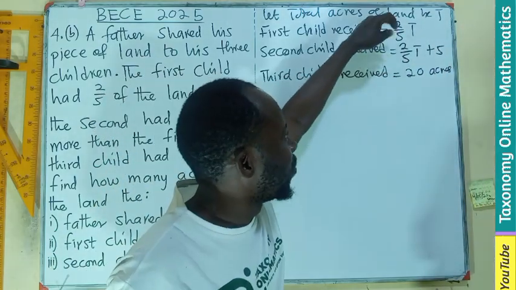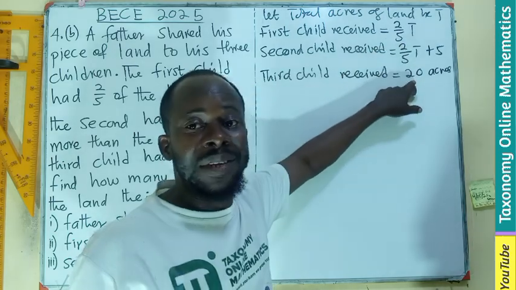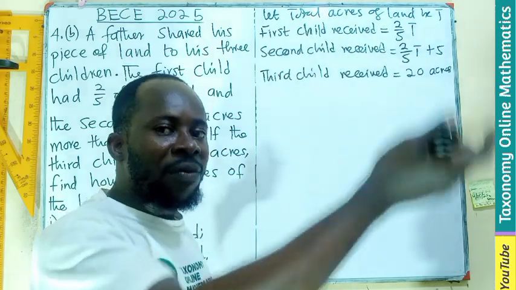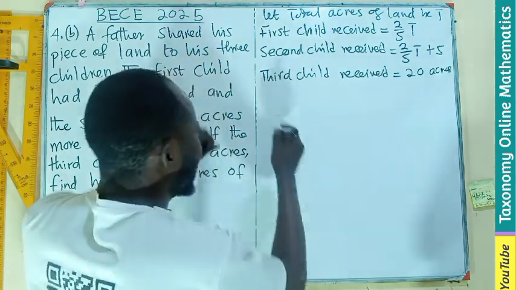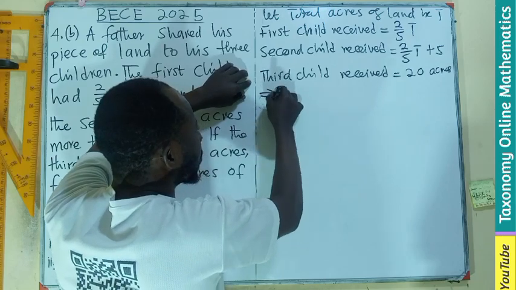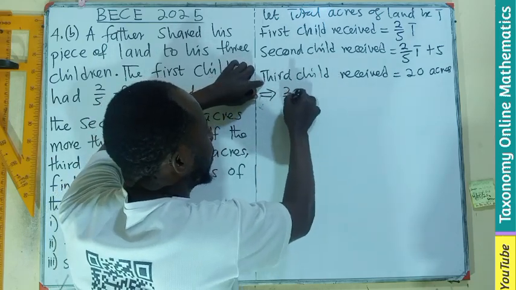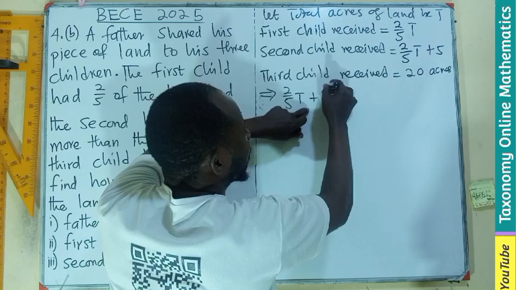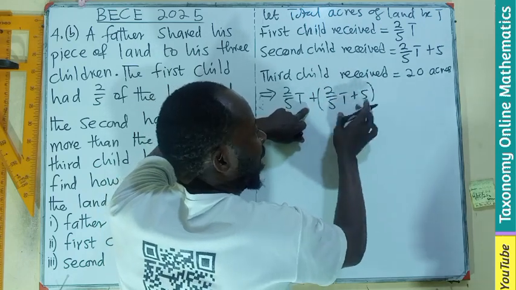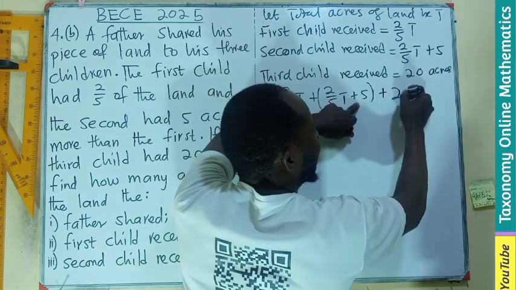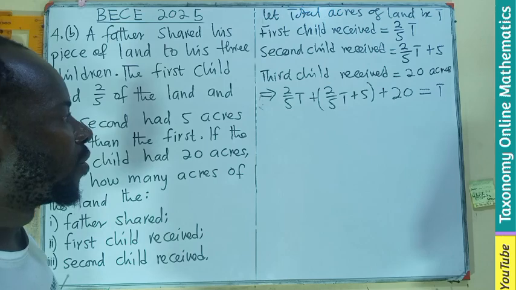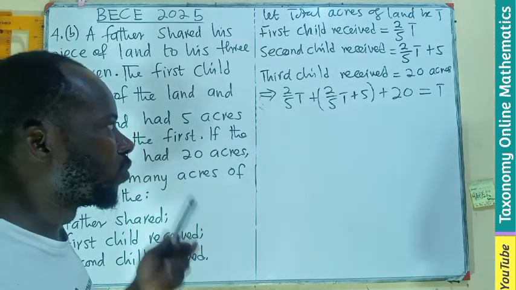So first person plus the second person plus the third person's land. When we put all together, it should be equal to the total number of acres the father shared. So this will imply that we can have our equation: 2/5 of T plus 2/5 of T plus 5, this is showing the second child, plus the third child, all will give us the total land the father shared. So how do we do this? We can do it in so many ways.